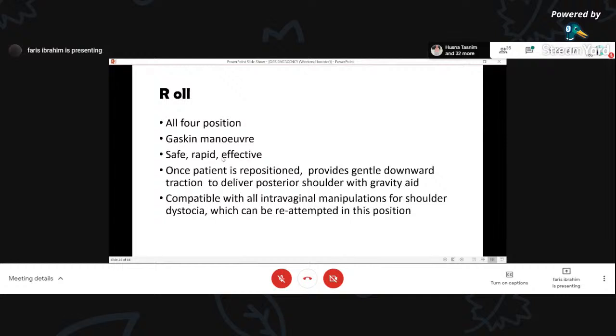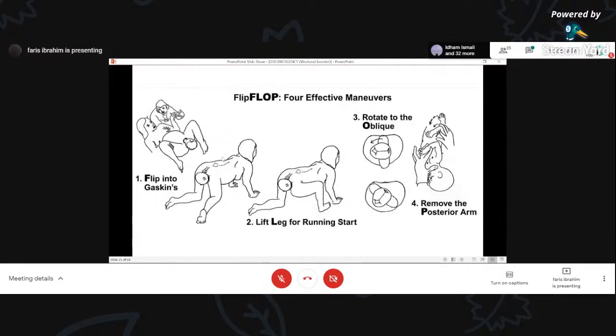Okay, and then lastly is gaskin maneuver. Gaskin ni maksudnya all four lah. You kena ask the patient to flip around and then lift the leg for running start macam ni. Okay, and then as the attending physician, we try to rotate the fetus in oblique position, and then after that, kalau tak boleh juga nak keluar, remove the posterior arm macam biasa. Okay, so gaskin maneuver ni pun the idea is because it enlarge the pelvic outlet.